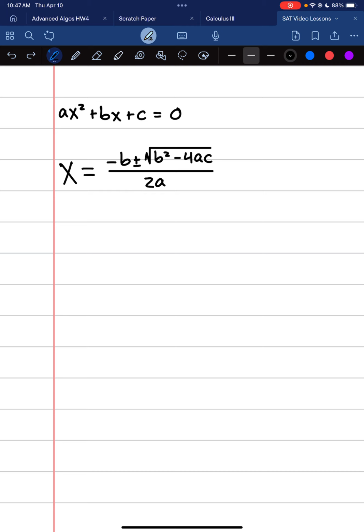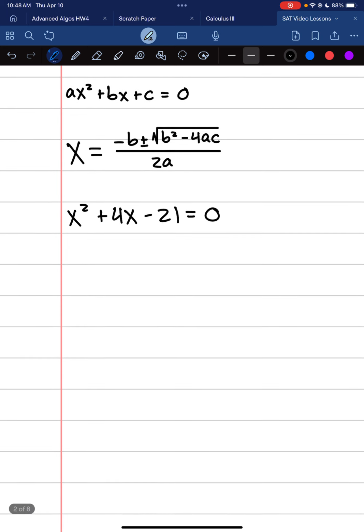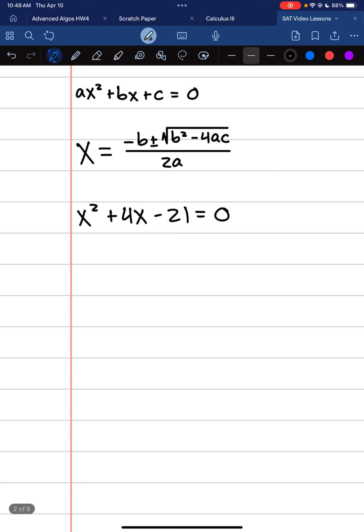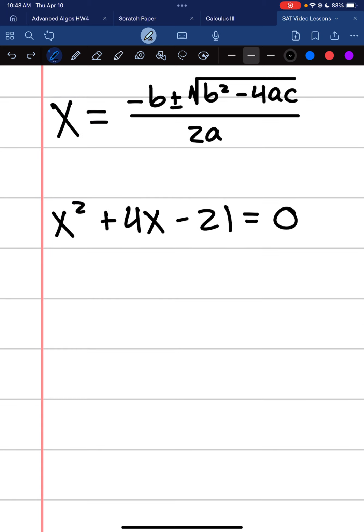So let's take a look at an example. Let's say I had the equation x squared plus 4x minus 21 equals 0, and I wanted to solve this. One way I could solve this is by factoring. I want to find two numbers that add up to 4 and multiply to negative 21. If you think about the factors of negative 21, the two numbers we're looking for are positive 7 and negative 3, because they multiply to negative 21 and add up to 4.